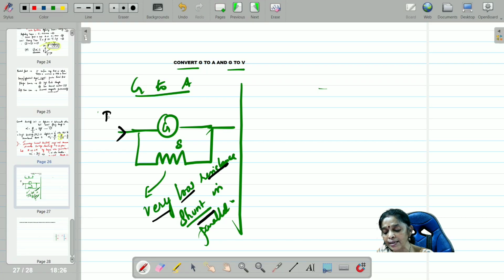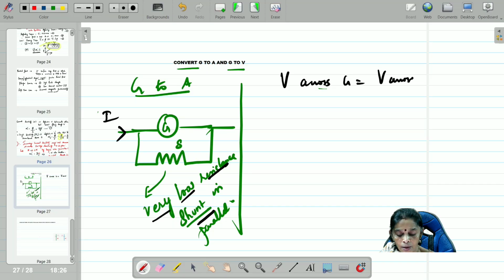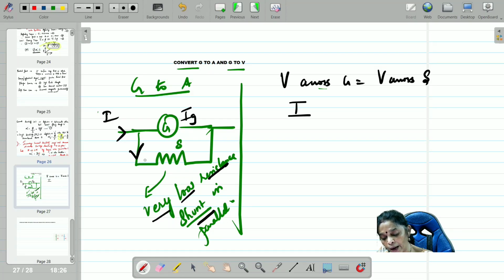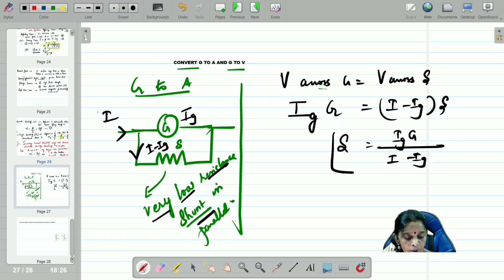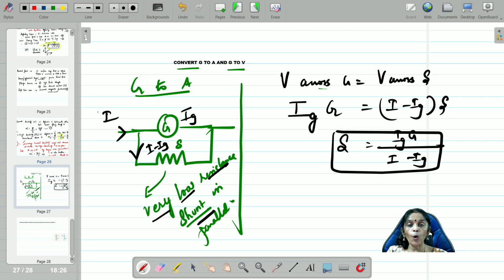In parallel, what is same? Voltage is same. So therefore, I can write V across G is equal to V across S. According to Ohm's law, V is equal to Ig times G. The remaining current is I minus Ig. So Ig into G is equal to I minus Ig into S. So therefore, S is equal to Ig into G divided by I minus Ig, children. That is the shunt resistance formula.